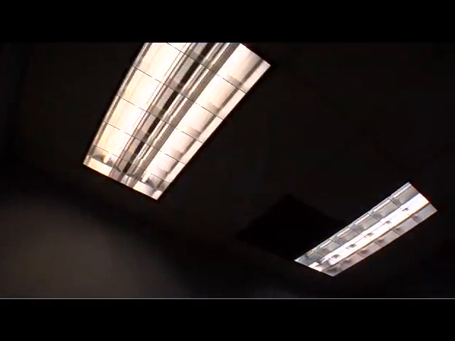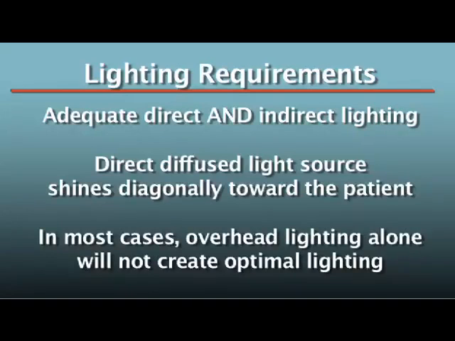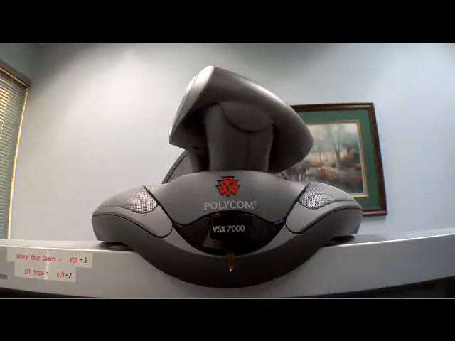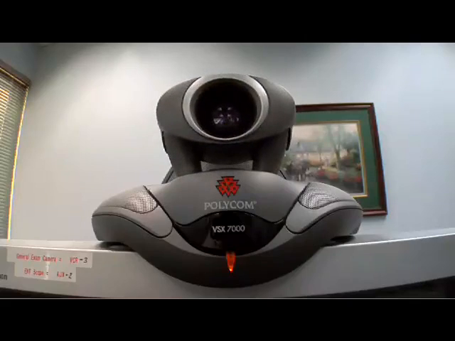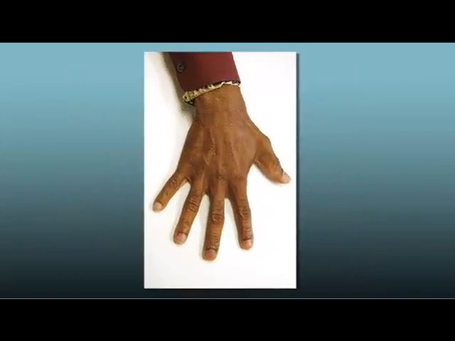Overhead fluorescent lights, often found in patient exam rooms, may not support accurate color transmission and could be replaced with full spectrum tubes. Overhead lighting alone will not create optimal lighting. Keep in mind that your camera, no matter how current or expensive, cannot make up for or correct poor lighting. Good lighting, on the other hand, can dramatically improve image transmission even when using less expensive cameras.